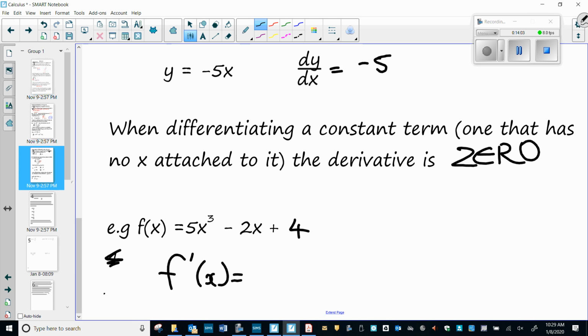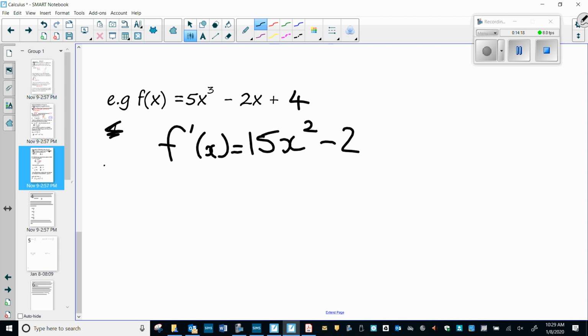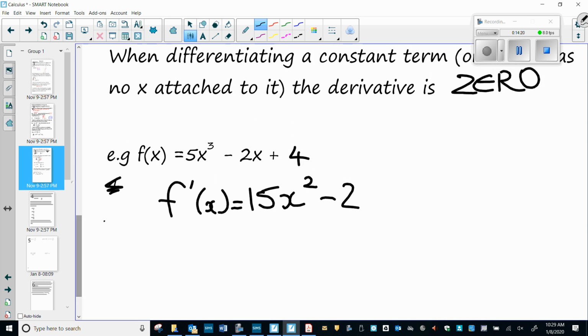So this term has got an x, so this 5x cubed would be 15x squared. This one's just got an x, so we know it's minus 2. And this just disappears. Okay, the plus 4 has no x attached to it, therefore it's just gone. Why did we get minus 2? Because we had minus 2x, and the x just disappears. So that's where the minus 2 came from.